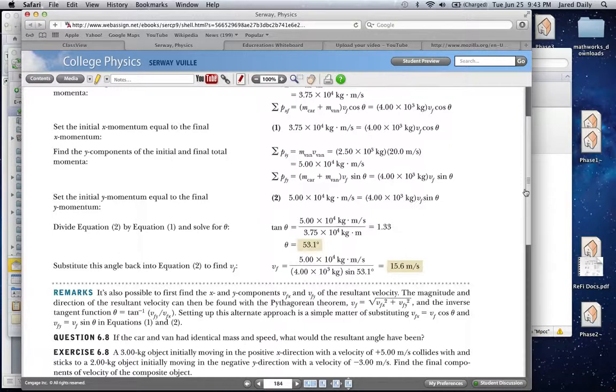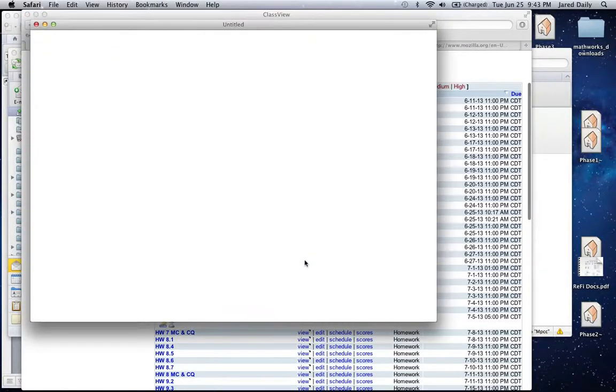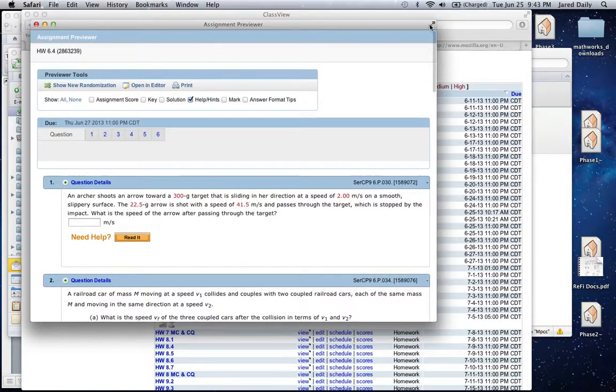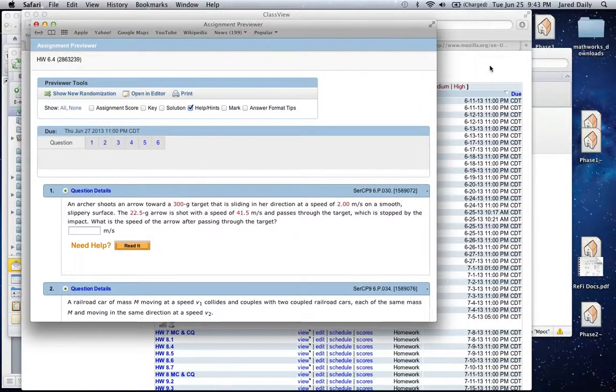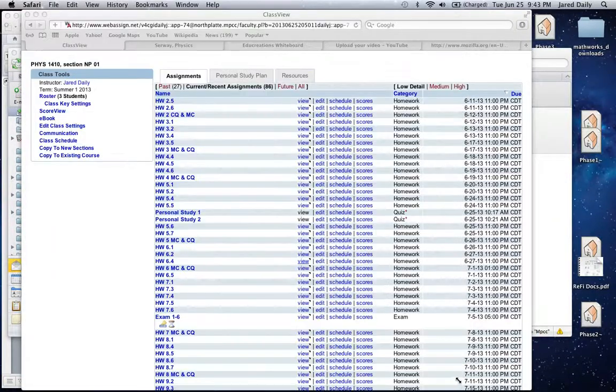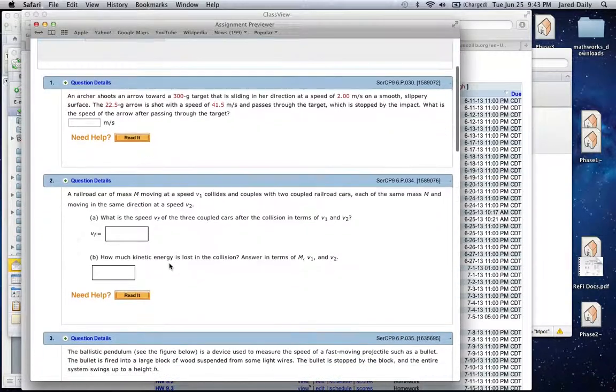So, homework 6.4. Take a look at it. Homework 6.4 has 6 problems in it. So we have an archer that's shooting an arrow that is sliding in his direction. So an arrow is going to hit a target. It's going to be an inelastic collision. You can use conservation of momentum, and that's it. But it's linear, so it's no big deal.